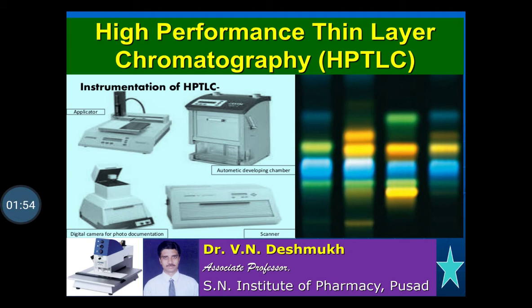So, high performance thin layer chromatography is a modified form of thin layer chromatography, or you can say that it is an automation of thin layer chromatography to reduce the error and to get the accurate result. In this case, this is the applicator which is used for the application of the test or the standard over the TLC plate. The pre-coated TLC plate is used for the application of the sample.